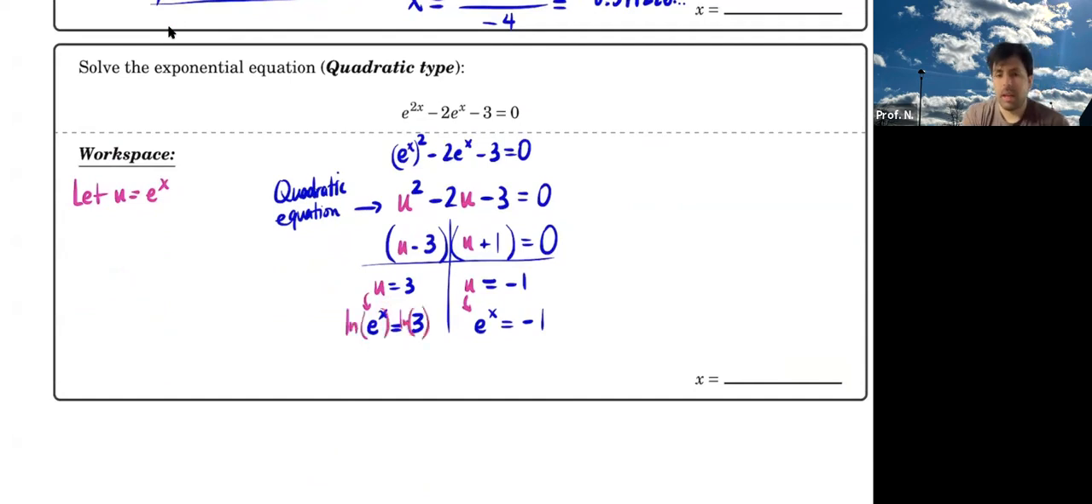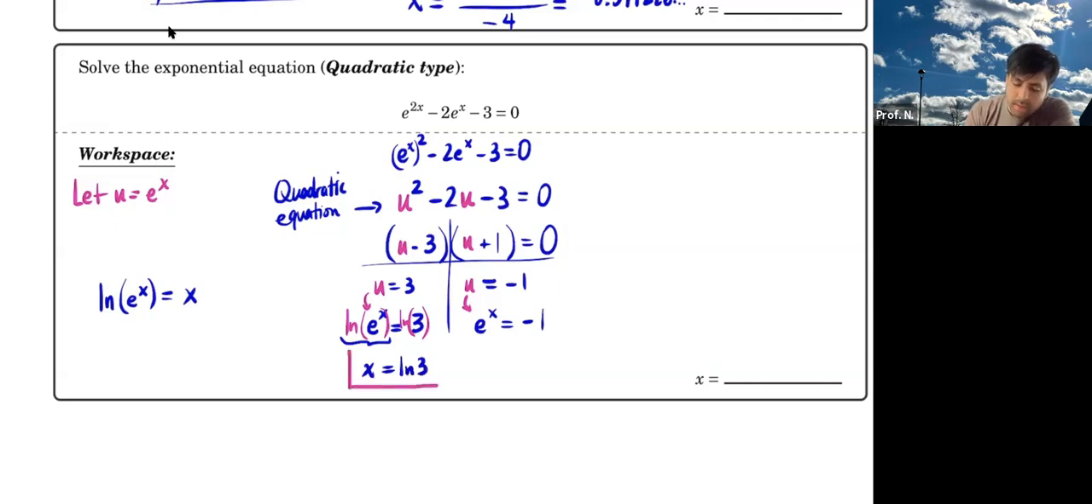ln. And what happens when you do ln of e to the x? What does that simplify to? Ln of e to the x equals what? Anybody? Remember, same base? That's right, Tiffany. It's x. This equals x. So x equals what? Ln of 3. Done.